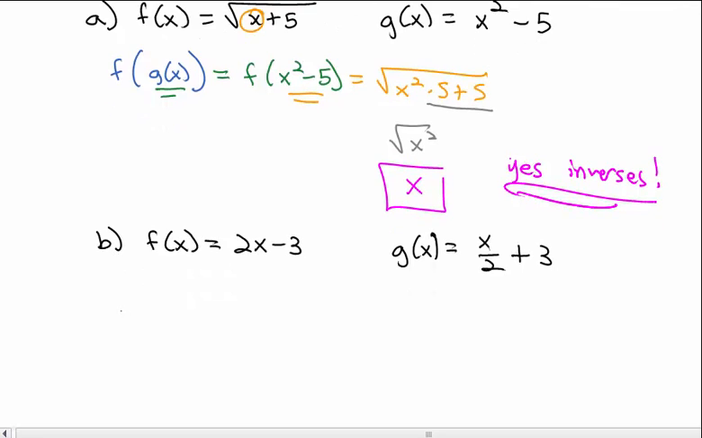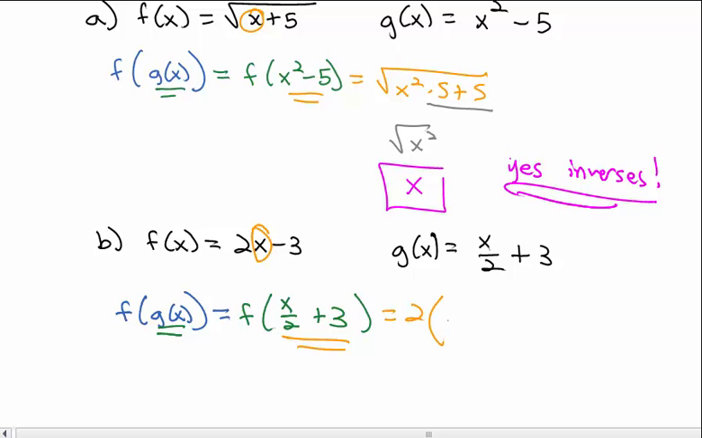So let's see if the composition equals x here. We'll take f of g of x. Well, that means we stick g of x inside the f function, which is x over 2 plus 3. And if we plug that x over 2 plus 3 in for the x, we have 2 times x over 2 plus 3, minus 3. And then we can start simplifying. We'll distribute the 2 through, and when the 2 goes on the fraction x over 2, we're just left with x. And 2 times 3 is 6, minus 3.